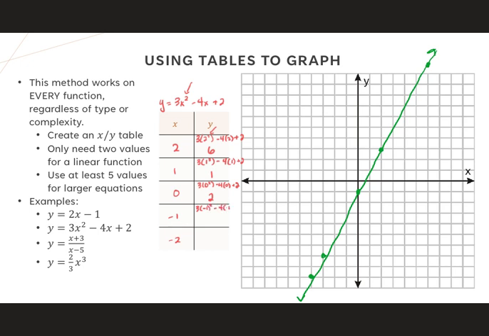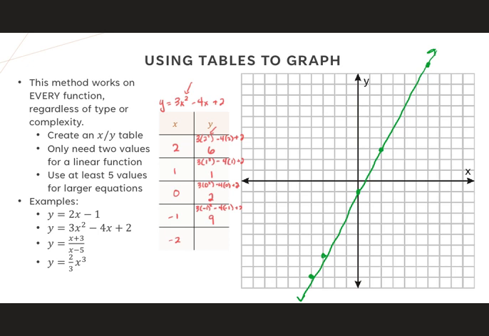4 times -1 plus 2, that should be a negative. So -1 squared is 1. 3 times 1 is 3, minus 4 times -1, which is a -4. So that's going to be 3 plus 4, which is 7, plus 2 gives me a 9.